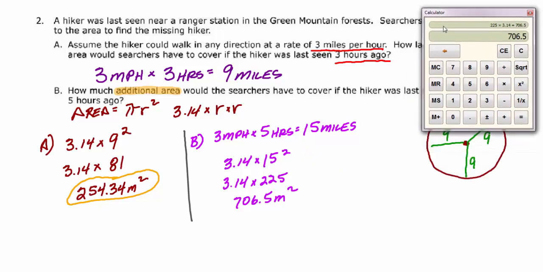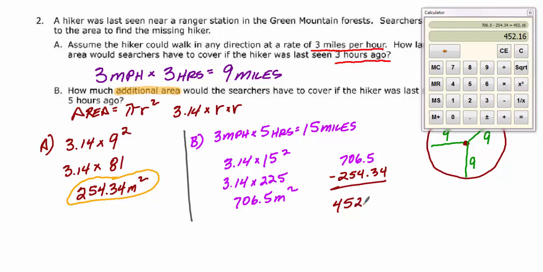Remember, we're looking for additional here. So I have to take the 706.5 and I need to subtract the 254.34. So my 706.5 minus the 254.34, and that is equal to 452.16 miles squared additional. And that is the answer to part B.